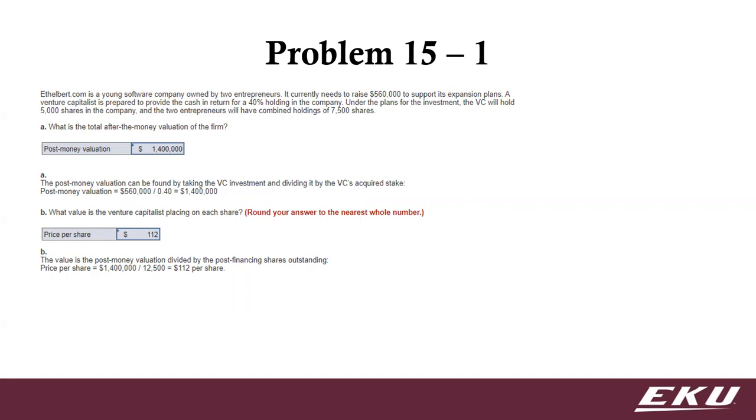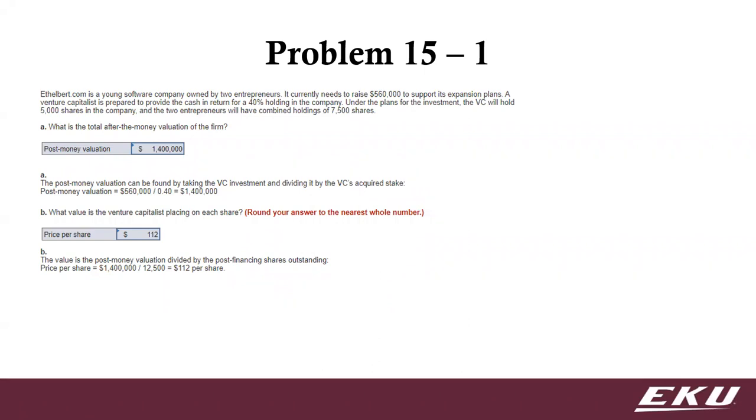And then the venture capitalist is going to hold 5,000 shares. The two entrepreneurs have a combined holding of 7,500. That's how they'll have the 40% ownership. And so what is the total after the money valuation of the firm? Right. So we know that 560,000 is 40%. So the whole thing must be 1.4 million.